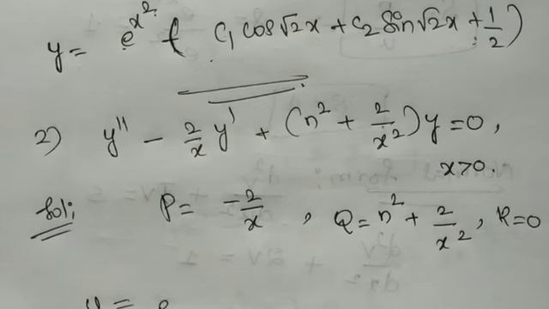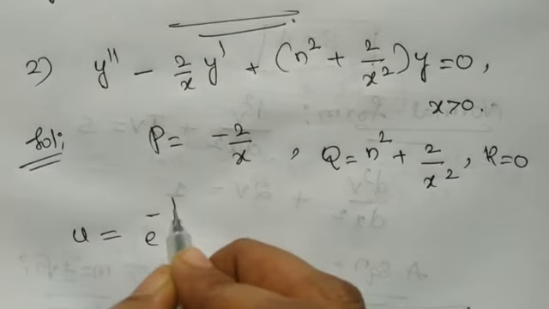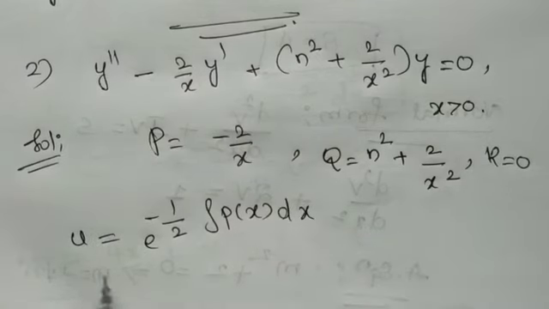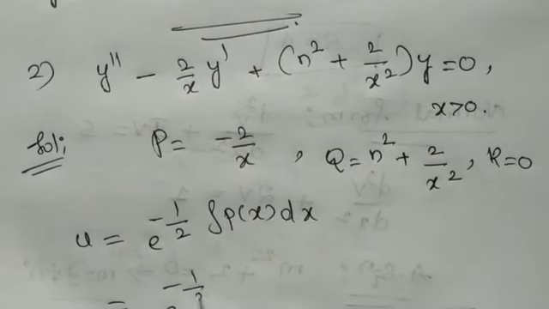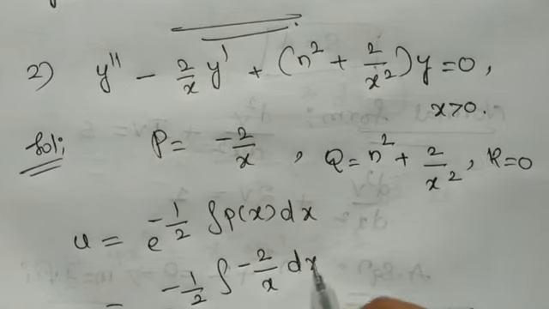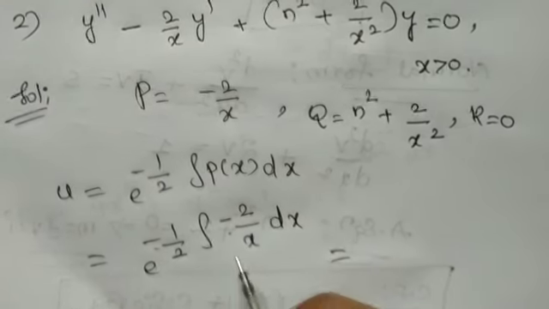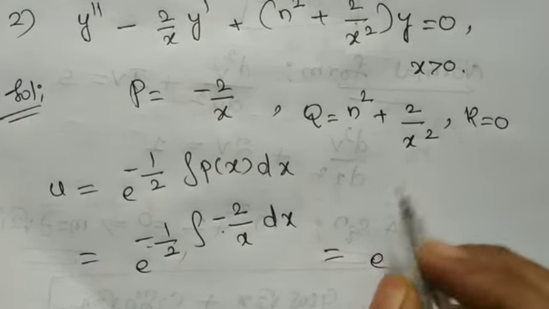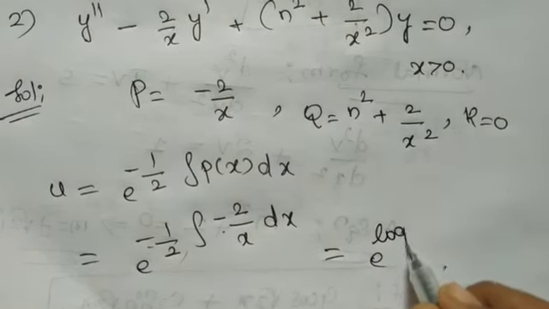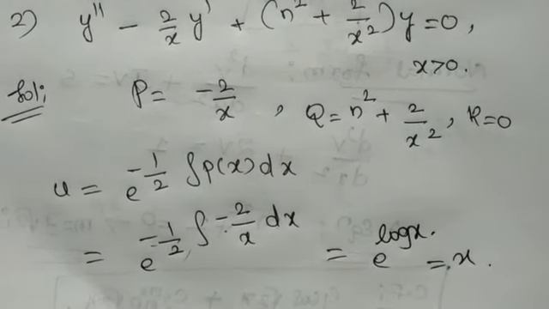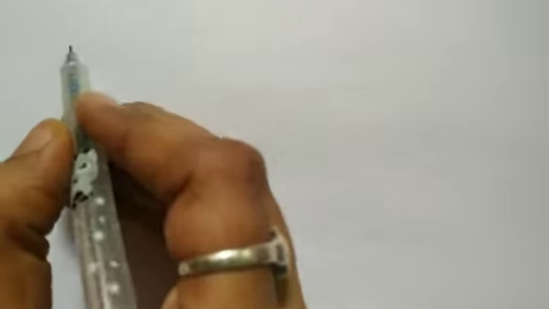So u equals e power minus 1 by 2 integration of p of x dx. So e power minus 1 by 2 into integration of minus 2 by x dx. So minus into minus plus, 2 cancel, integration of 1 by x, that is log x. So this value is x. So therefore u equal to x. Next to find the I value.